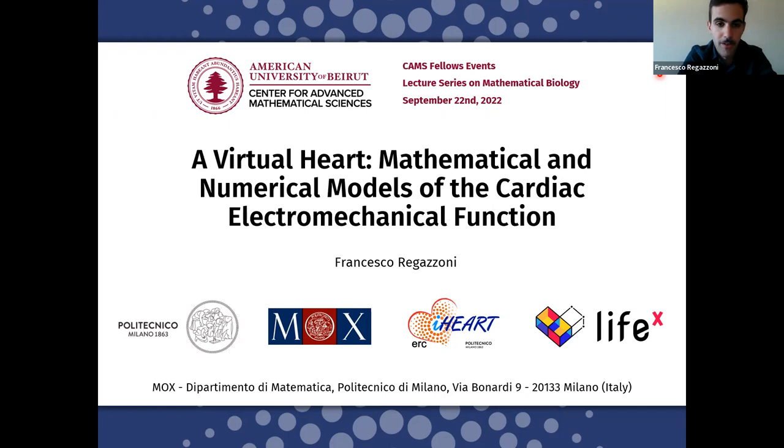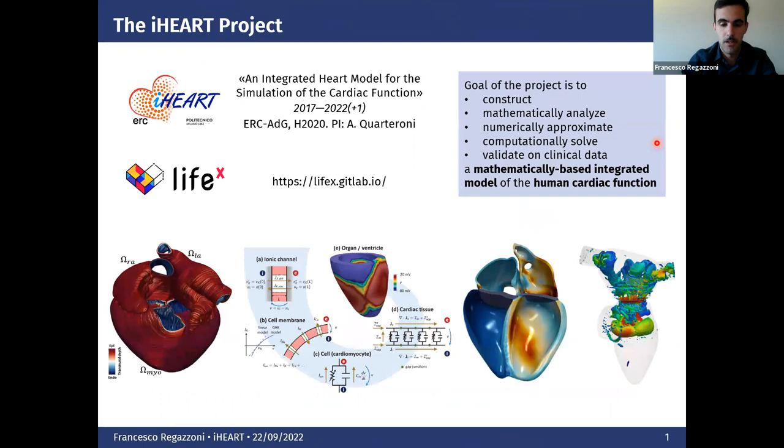So what I'm going to present is a virtual heart, that is a mathematical and numerical model of the human heart. And before starting, let me briefly introduce the framework in which this work has been carried out.